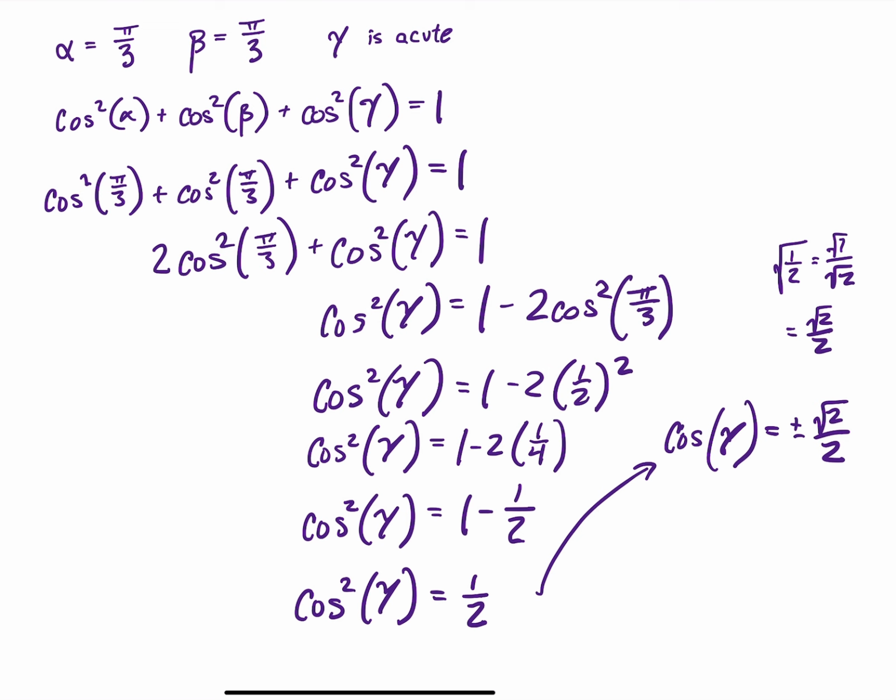But we're told that the angle is acute, so we must be in the first quadrant. The angle in the first quadrant that has a cosine value of root 2 over 2 is pi over 4. So we can use this relationship between the squared cosines of all of our angles in order to find a third unknown angle if we do know two of them, and some information about the third. We were told that it was an acute angle.